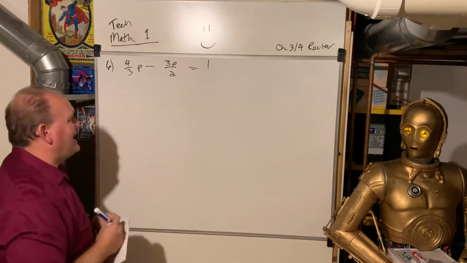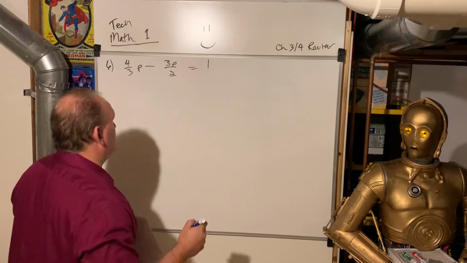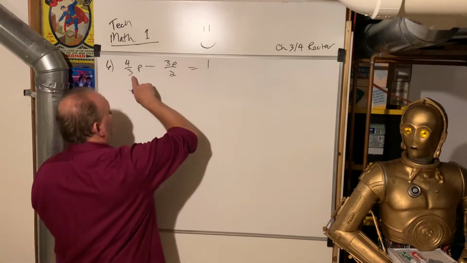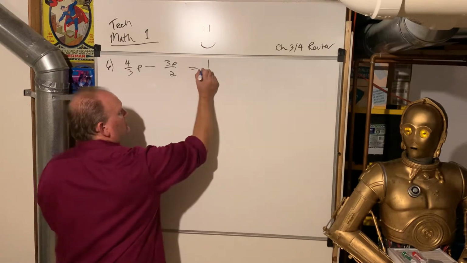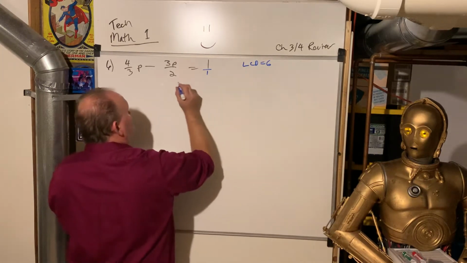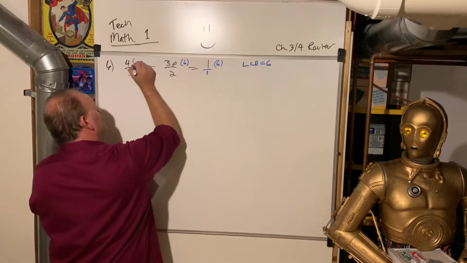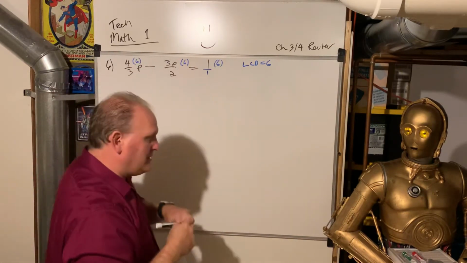So in this case, I don't want to work with fractions. You can do it with fractions if you'd like. I don't want to. So I'm going to multiply everything by the common denominator between 3 and 2. So the LCD is 6. So I'm going to take this times 6, and this times 6, and this times 6.